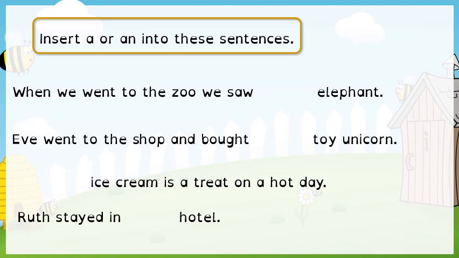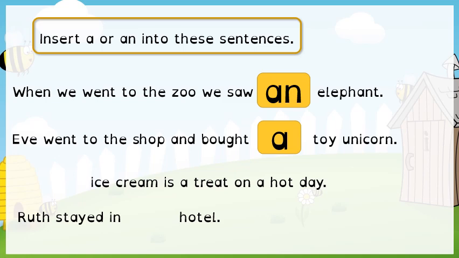Right, welcome back. Hopefully you've got your questions right. Let's go through them together and find out. Insert a or an into these sentences. When we went to the zoo, we saw an elephant. If you have the word an, you can give that a tick. Eve went to the shop and bought a toy unicorn. T is a consonant sound, and so we need the word a.